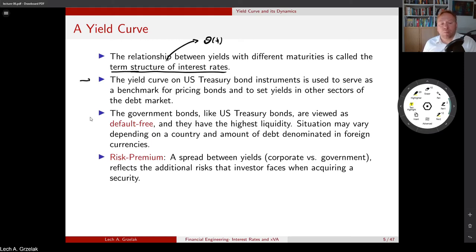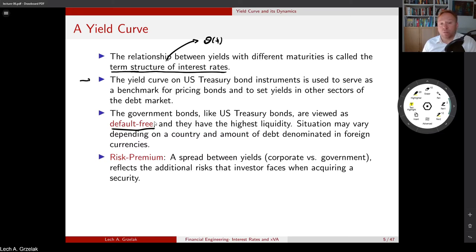On the other hand, if we talk about government bonds, like, for example, US Treasury bonds, those are considered to be default free. This means that a government cannot default on its obligations. For most governments this is the case, with only one important difference. If a government issues bonds in its local currency, then it's default free, because the government can always fund its bonds. Essentially, central banks can always print more money to pay back the bond.